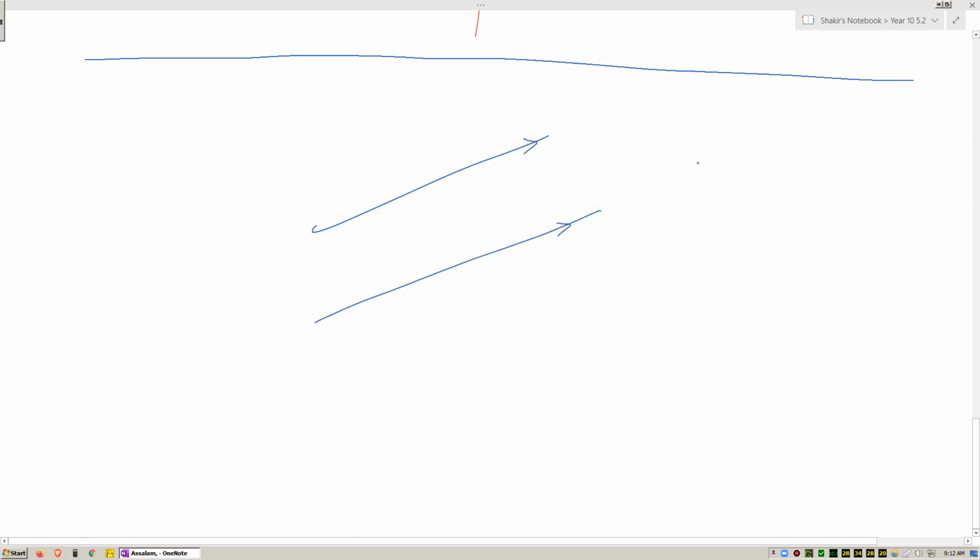Welcome to a quick lesson on parallel lines and transversals. What is the topic we are dealing with today? The topic is as follows. When you have a pair of parallel lines and you have a transversal.